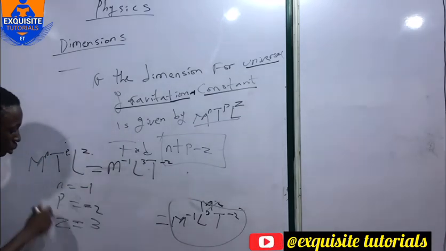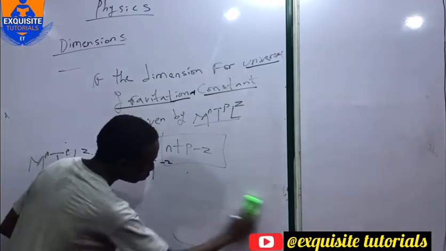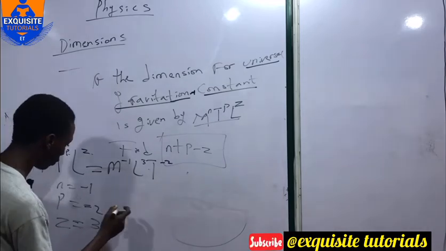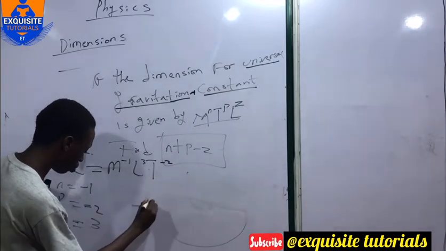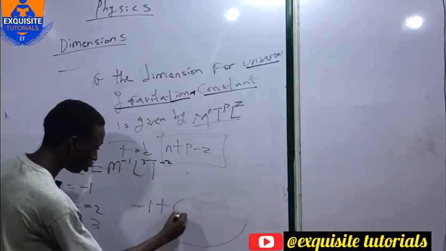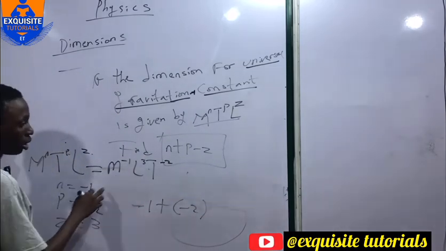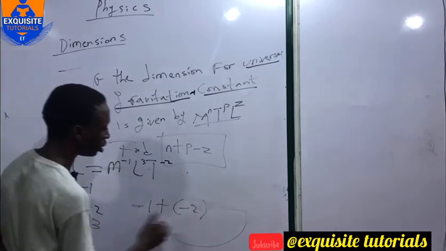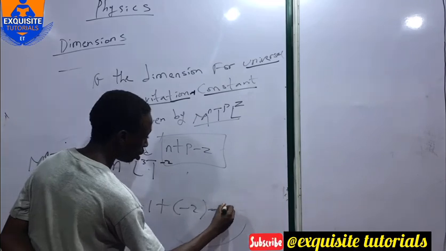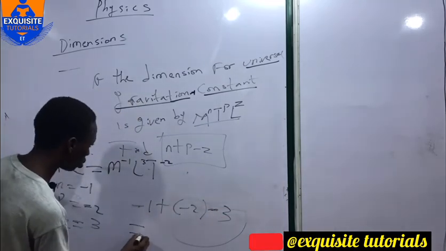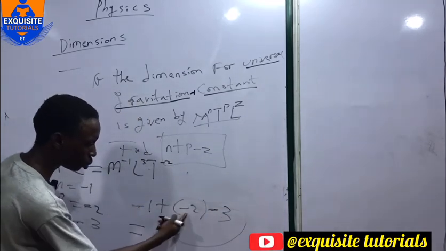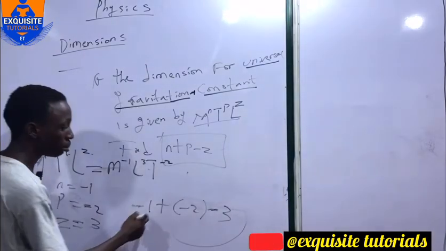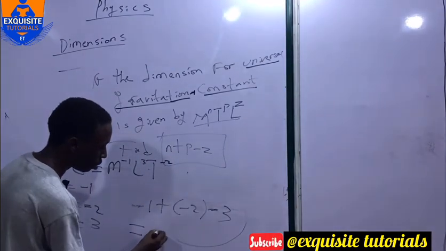Now, once we have gotten this, we can find the output to find n plus p minus z. Now, what is n plus p? n plus p will be minus 1 plus minus 2, then minus z. Minus z is minus 3. So that will be equals to minus 1 minus 2 is what? Minus 3. Minus 3 minus 3 is what? Minus 6.